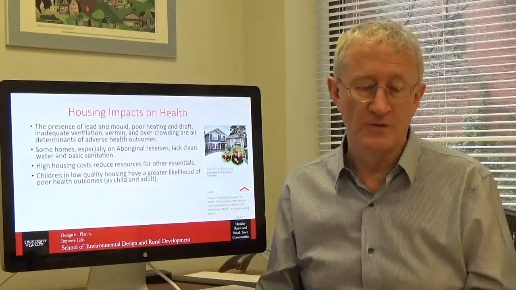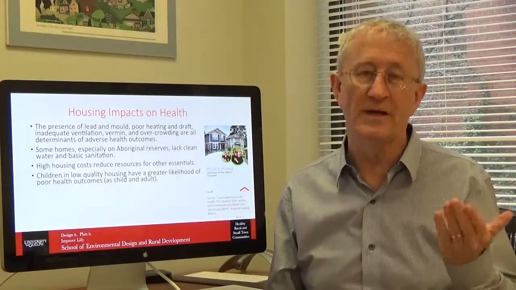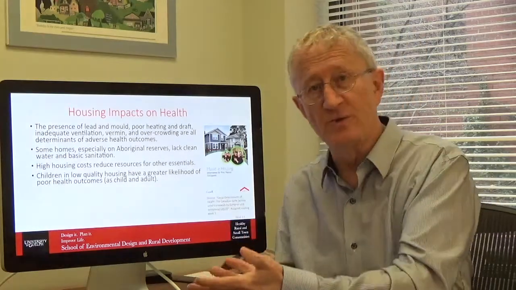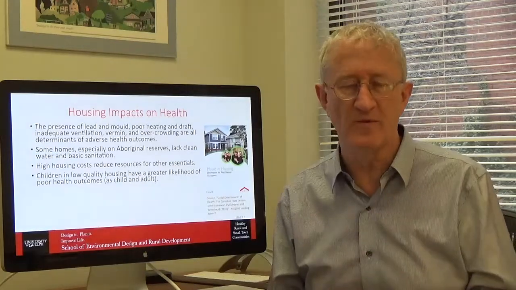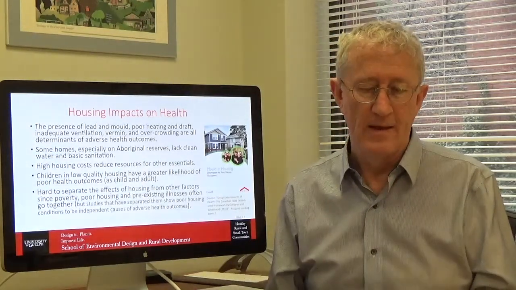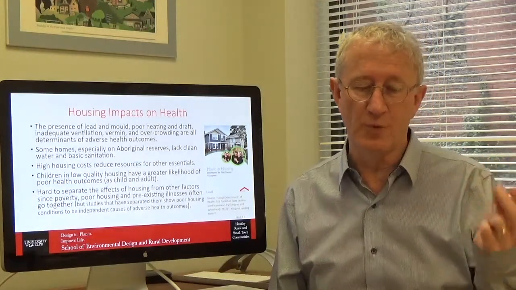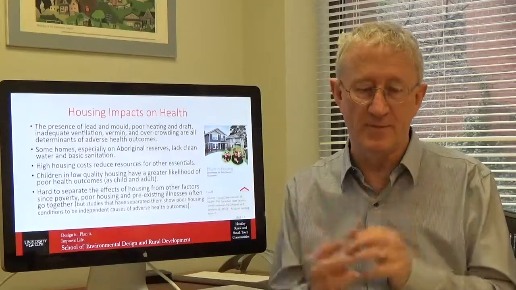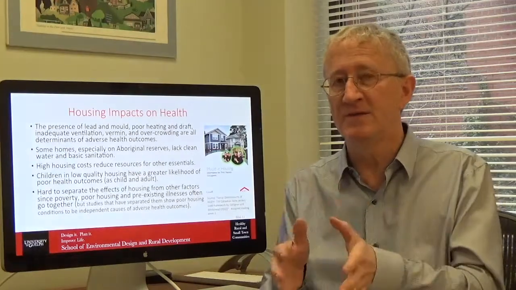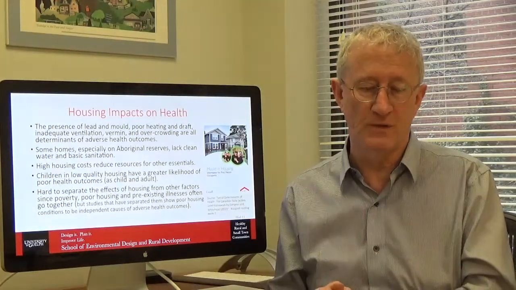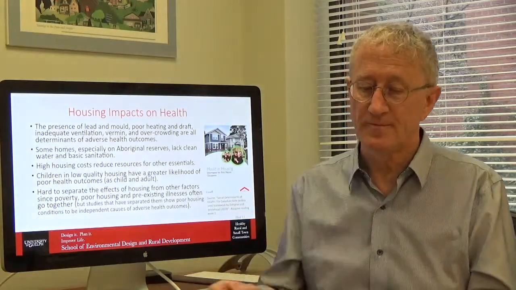Also to bring focus to the impact on children: if they're in low quality housing, they have a greater likelihood of poor health outcomes, both as children and as they mature into adults as well. Respiratory issues with dampness, for example, have been flagged as key examples of that. And it's hard to separate the effects of housing from other factors, and we've talked about this already, such as poverty, poor housing, and pre-existing illness all tend to come together. But there have been studies that have separated out the housing component of it, demonstrating that yes, insufficient or inadequate housing, poor housing conditions, can be an independent cause of adverse health outcomes.